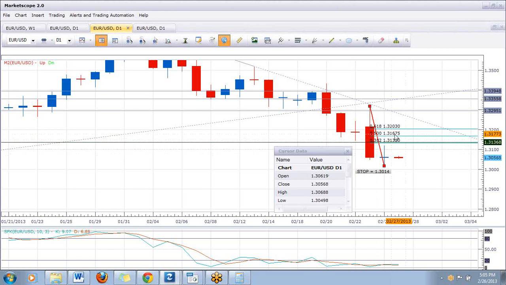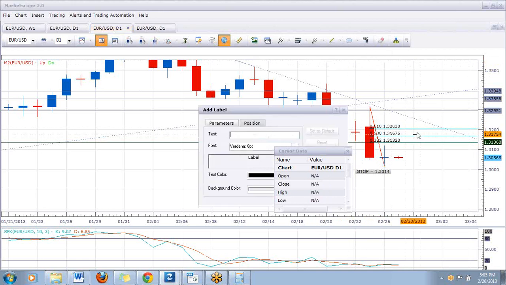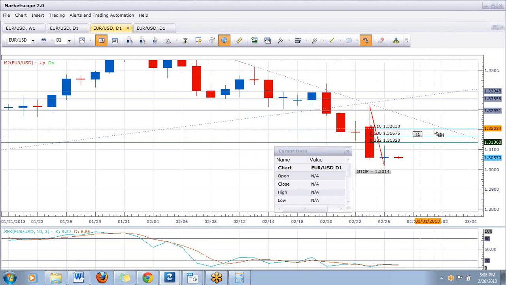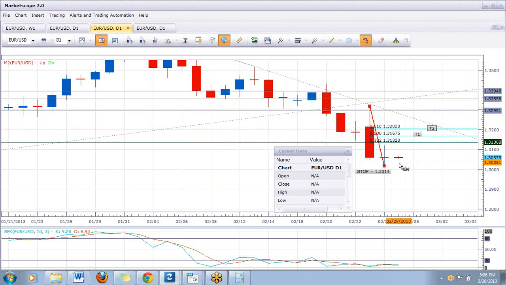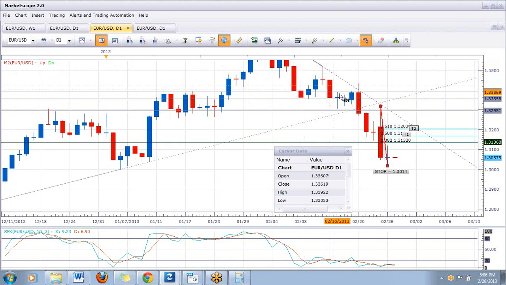T1 will be 131.67 and T2 132.03. Okay, I'm going to put T1 as having the highest probability of winning. T2 will be the second highest probability of winning. And can it continue? It can go all the way to that last high right there, but since it's a downtrend, lower lows, lower highs, to go to 132.03 perhaps will take 2 days or probably 3 days to finish.